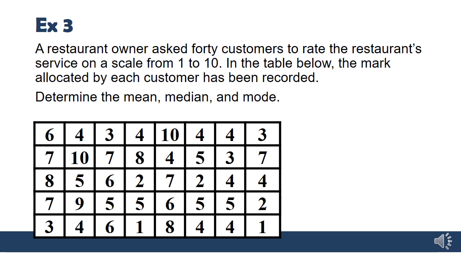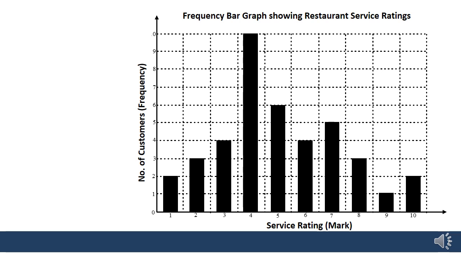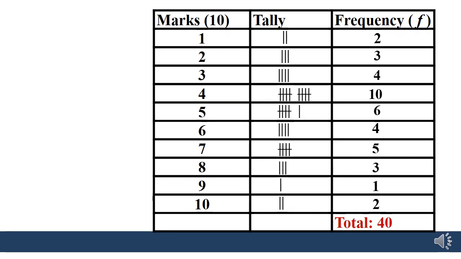Let's make this a little more challenging. This is that same example that we did yesterday, where the restaurant owner wanted to see how customers viewed his customer service in his restaurant. Customers ranked the restaurant on a scale from 1 to 10, and the marks that they gave are in the table below. So remember, we drew a frequency bar graph of all of these marks, and that came from a tally and frequency table that we drew here.